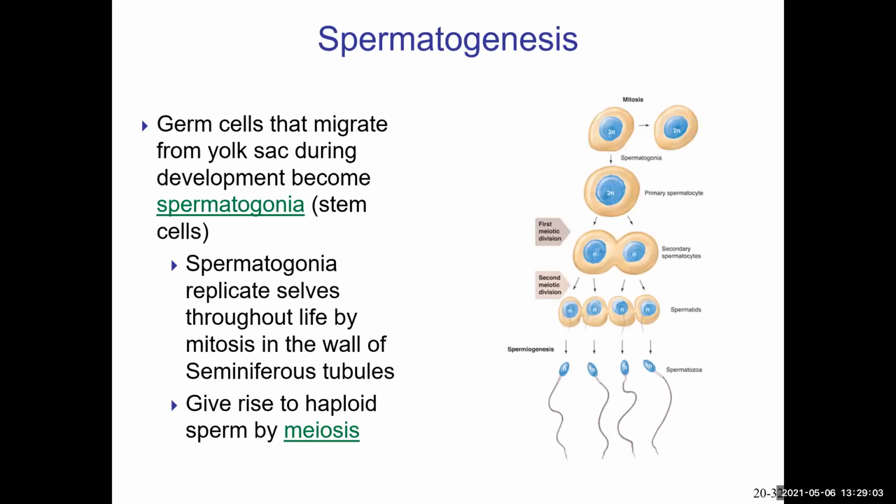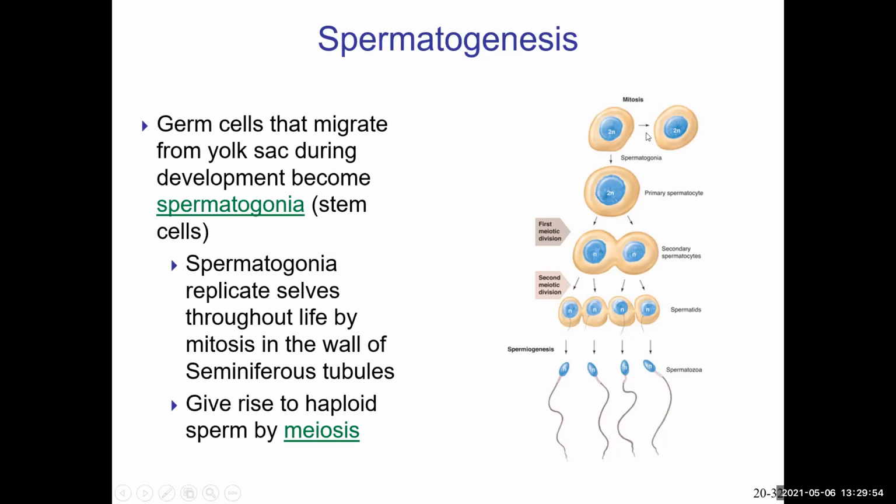Which cell produces sperm from the seminiferous tubule wall? Germinal cells. Okay. So in the wall, you have the spermatogonia. The germ cells that migrate from the yolk sac during development become spermatogonia or stem cells. So what happened during early fetal development? You see there is the fetal sac, there is the yolk sac. All the primitive cells for the future sperm or egg are in that yolk sac. From there, they migrate to the developing gonad. In the case of male, it goes to the primitive testis.